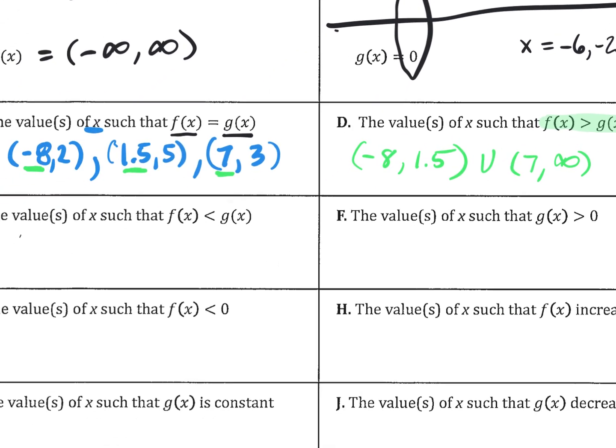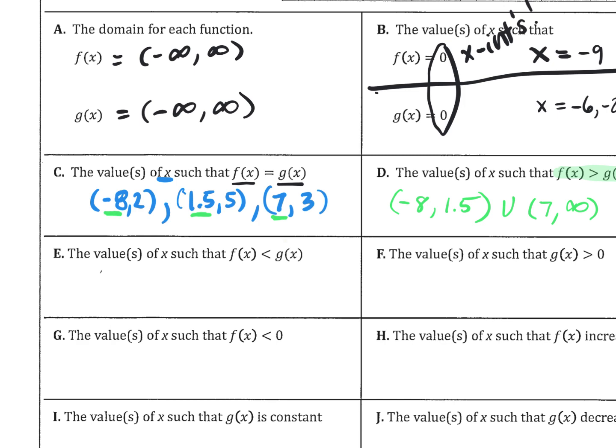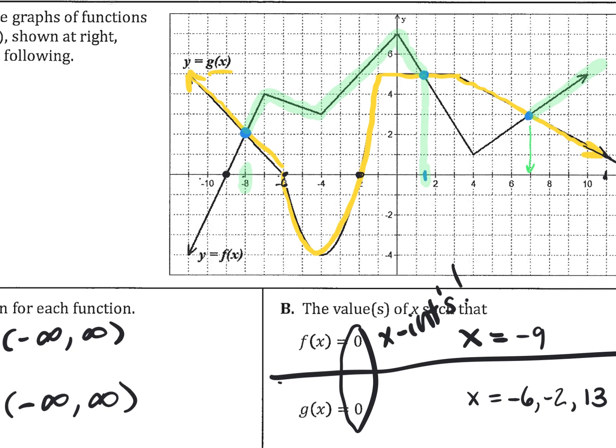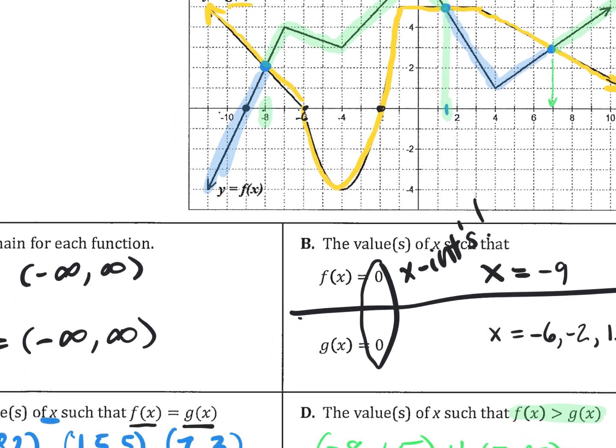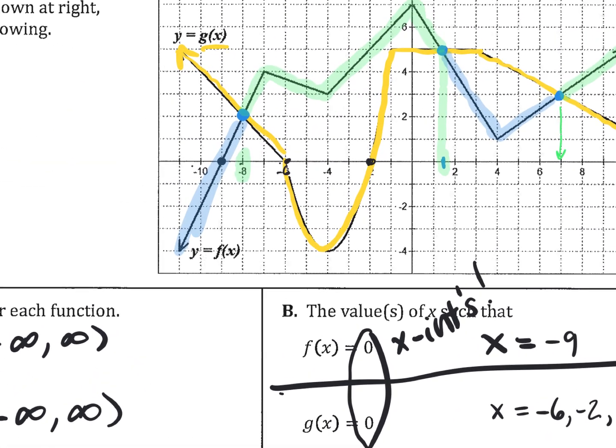Okay, so now let's try the opposite. Where are the values of x such that f of x is less than g of x? So now what are we looking for? Where the black function is below the yellow function. All right, so let's highlight those. Black function is below it. That would be here and where? Here, wouldn't it? So where are those two?